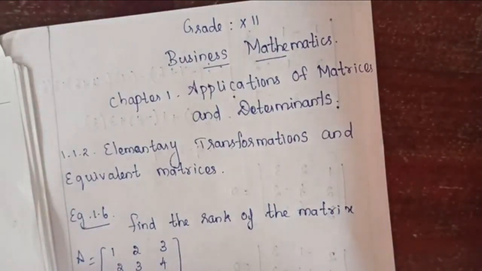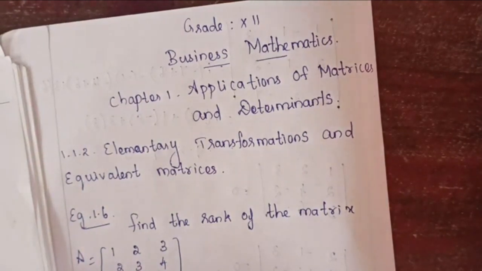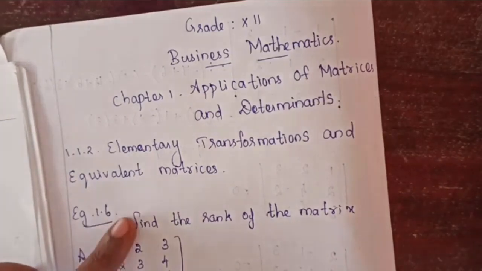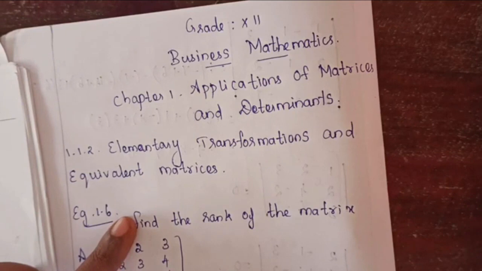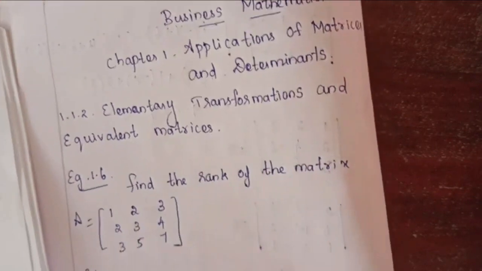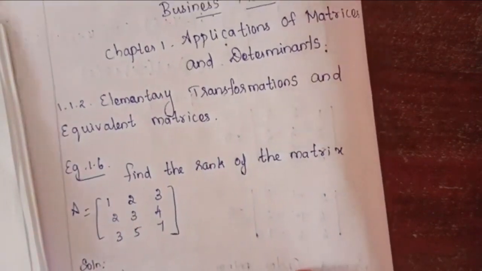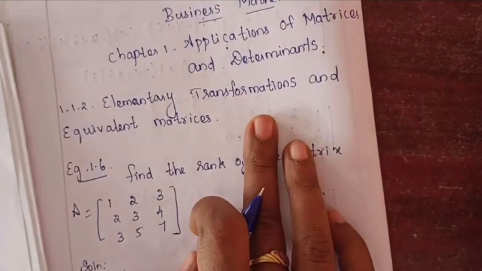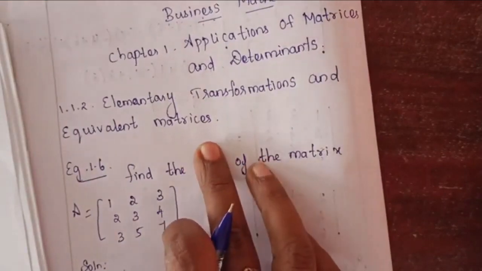Last class we learned the first section, rank of a matrix. We are going to continue with the next section, elementary transformations and equivalent matrices. Before that, I hope you all completed the last day's home assignments. Okay, let's move to today's section, elementary transformations and equivalent matrices.